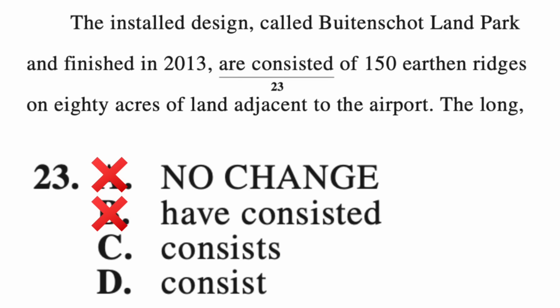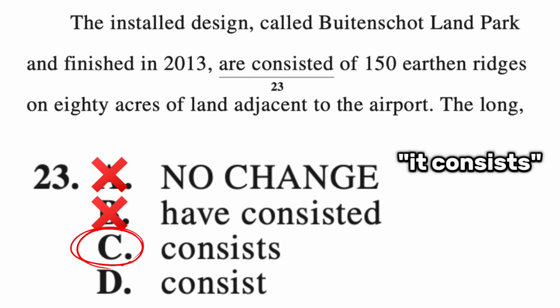Since the sentence is talking about the installed design, which is singular, we would have to use consists instead of consist, so that would be option C. A really helpful way to distinguish which one to use is by replacing the singular subject with it or the plural subject with they. So it would be it consists or they consist.